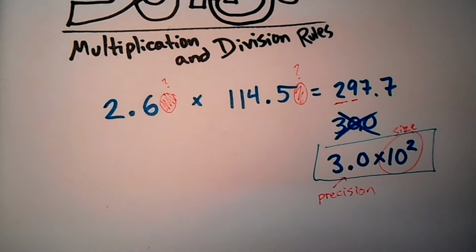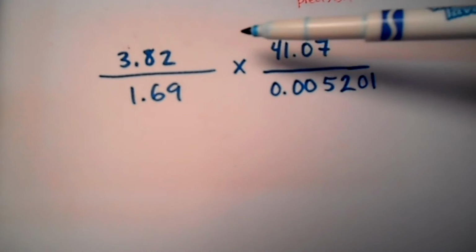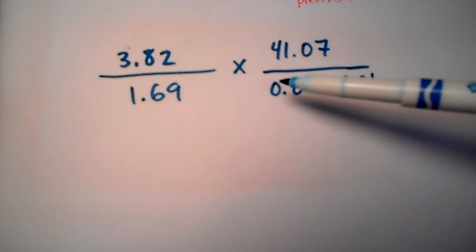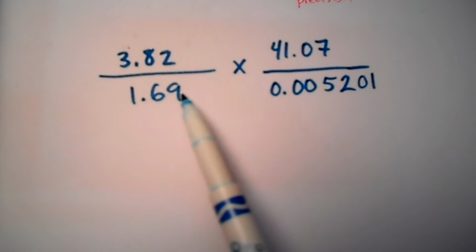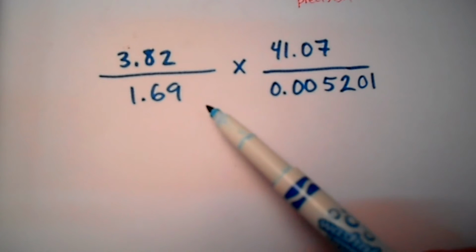Let's try another one. Alright, here's an example problem. This one involves multiplication and division, but that's no problem. It's the same rules for both, and so I'm going to do all of this math, and I'm not going to do any in-between rounding. This is where I think a lot of students will make a mistake.